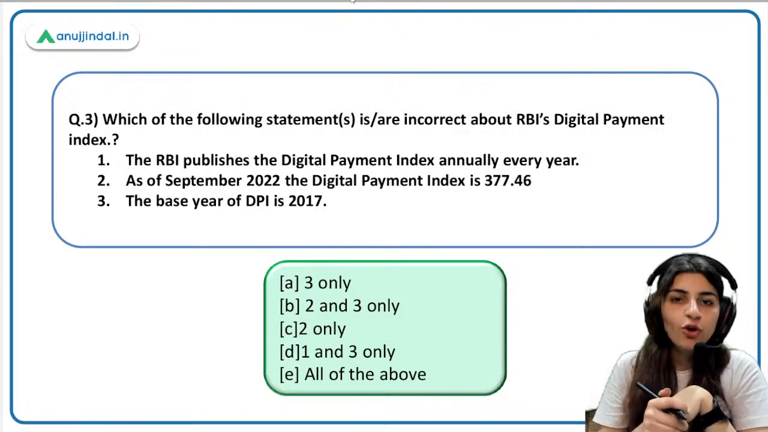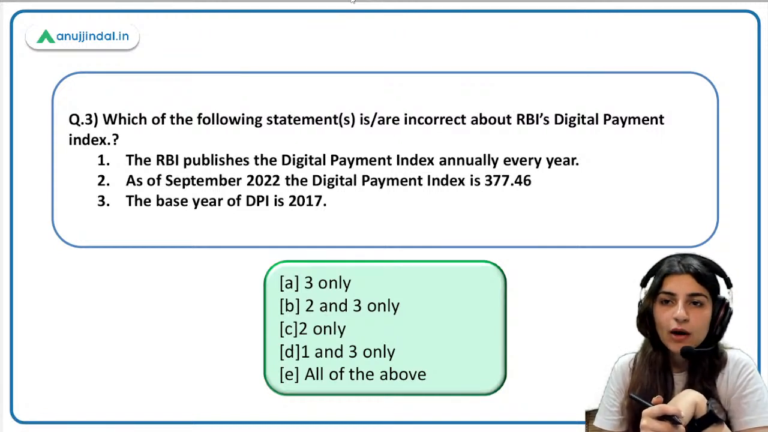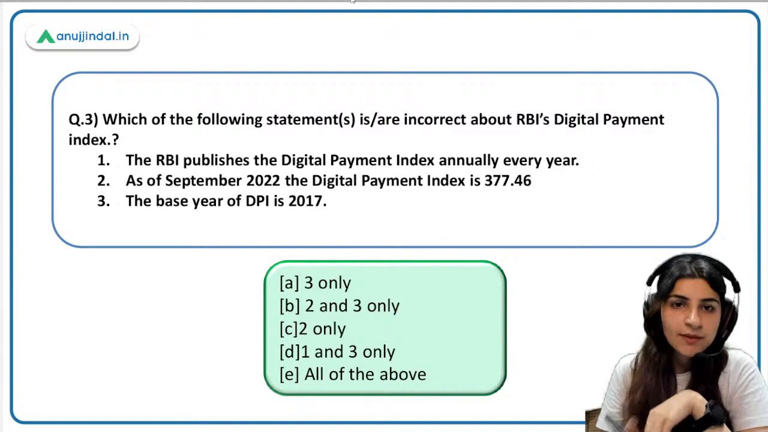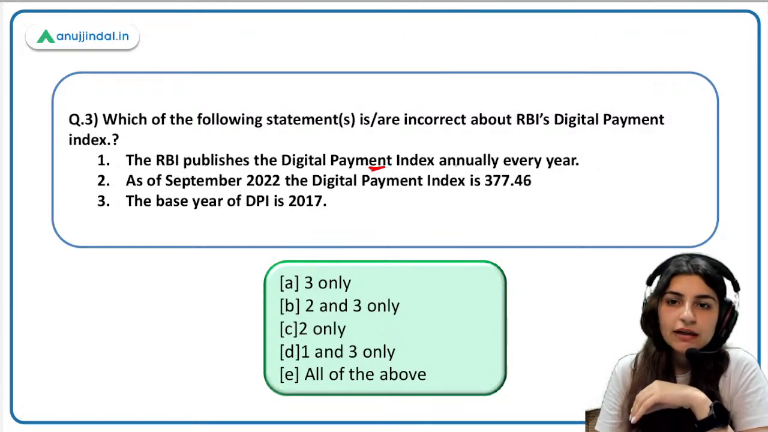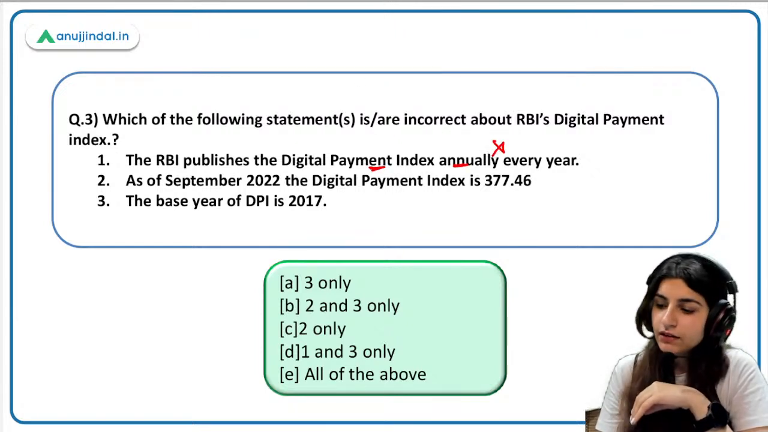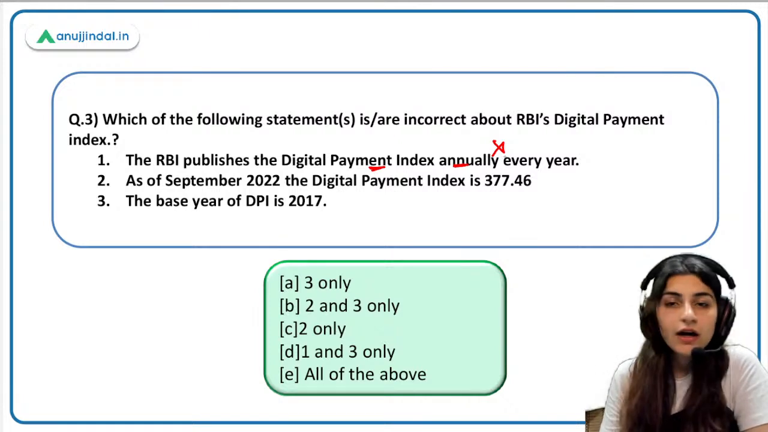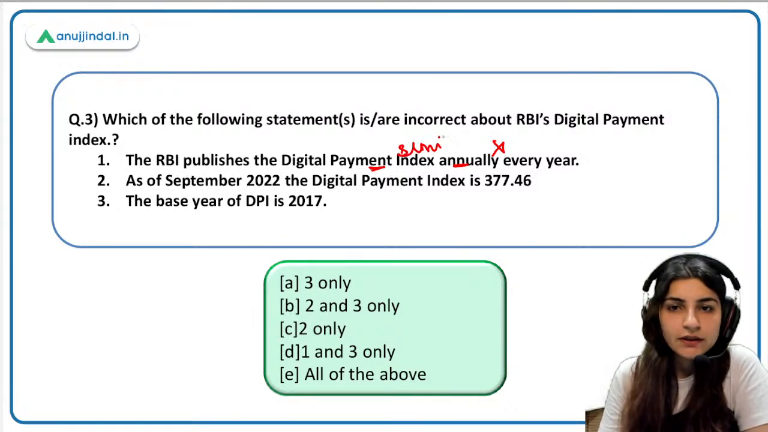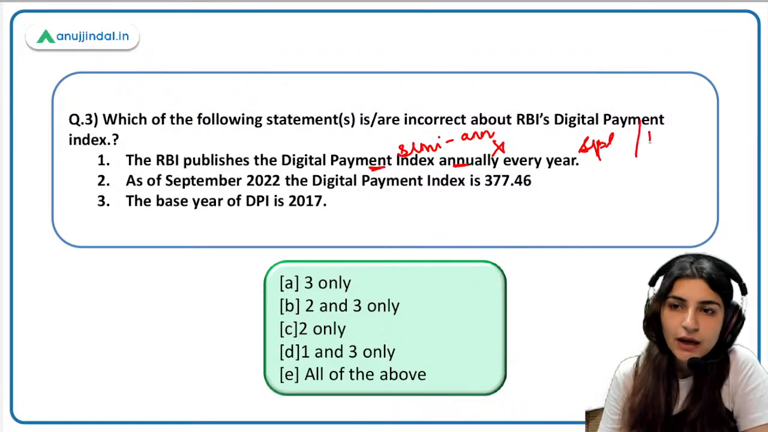Third question, which of the following statements is incorrect about RBI's digital payment index? RBI publishes the digital payment index annually every year. This is incorrect. It is semi-annually, not annually. So September data comes and March data comes.